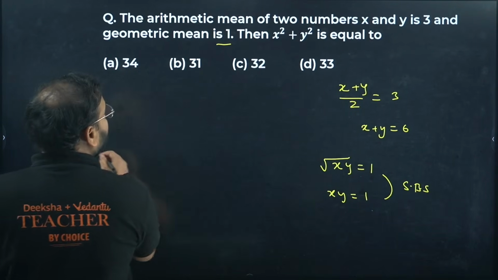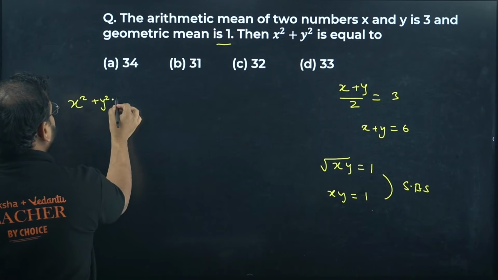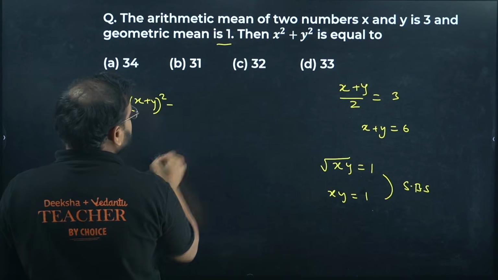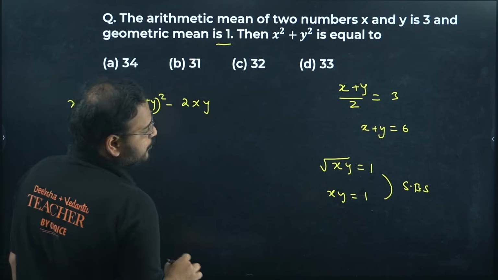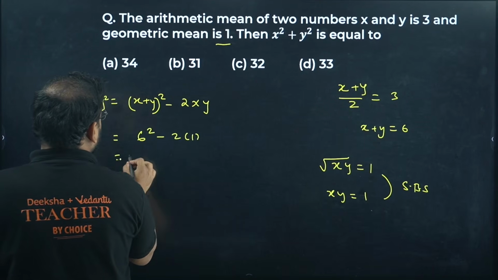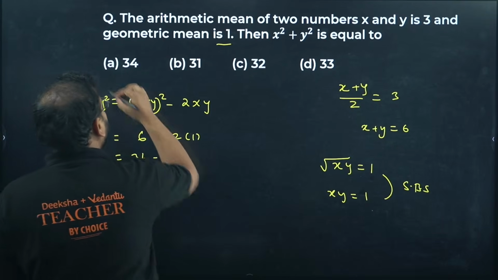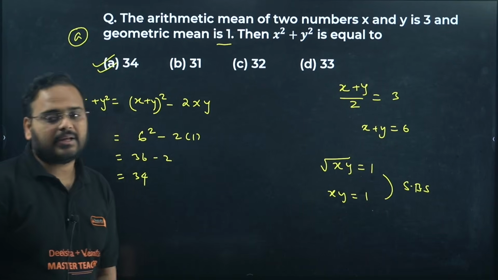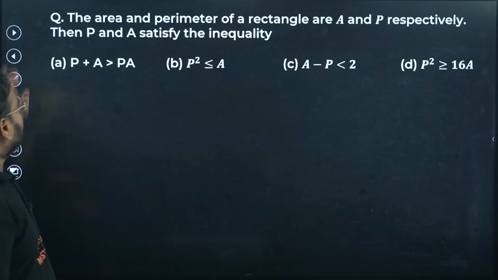Now we have to find what? x square plus y square. There's a formula: x square plus y square equals (x plus y) the whole square minus 2xy. Check carefully, we have this value 6. So 6 square minus 2 times 1. 36 minus 2, answer is 34, which is option A. A very simple, straightforward question. Okay. Moving on.